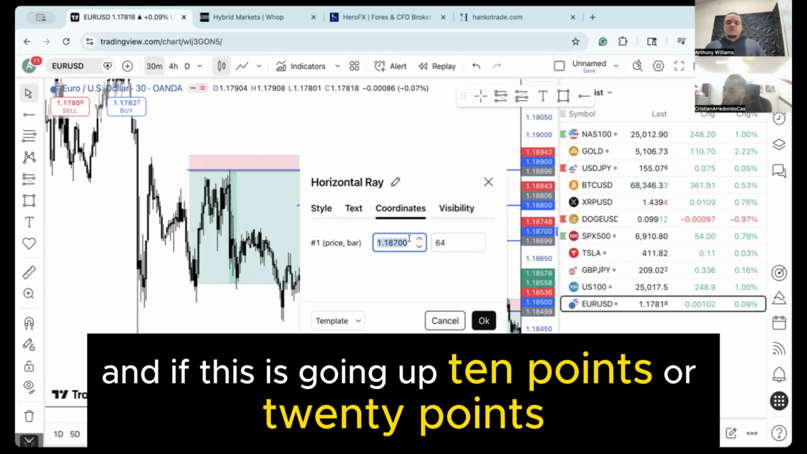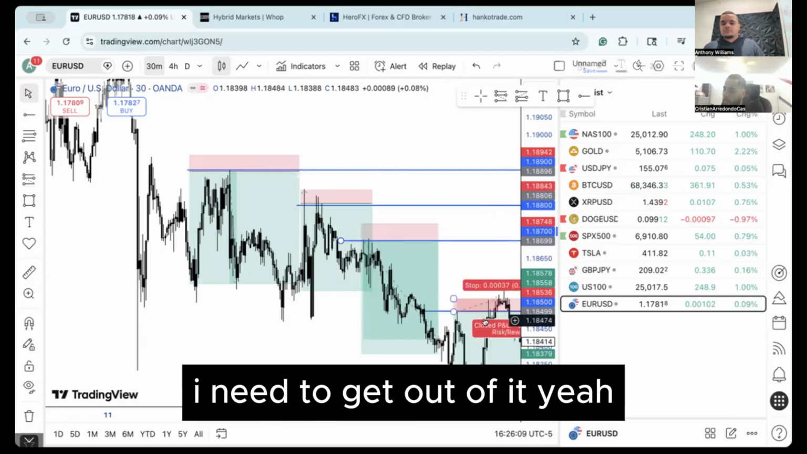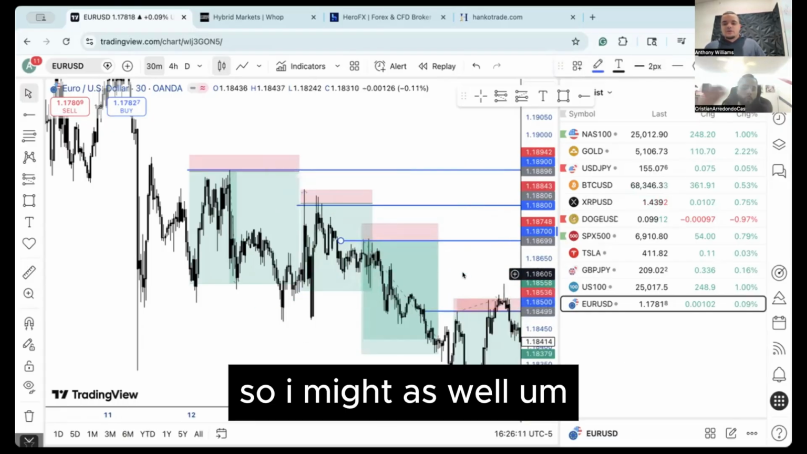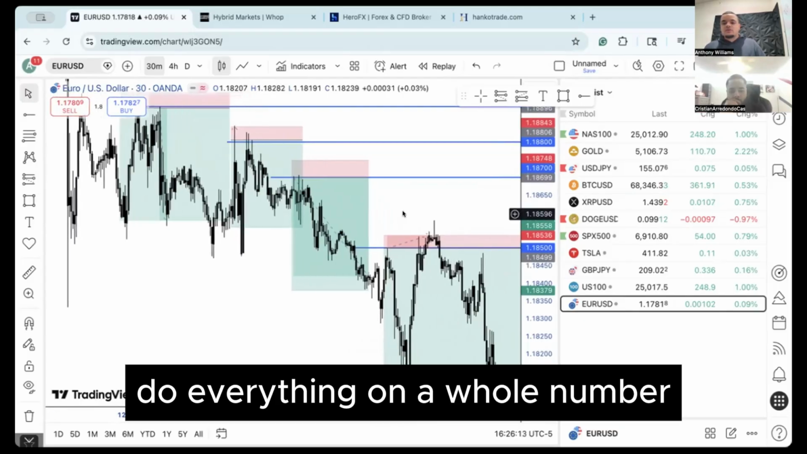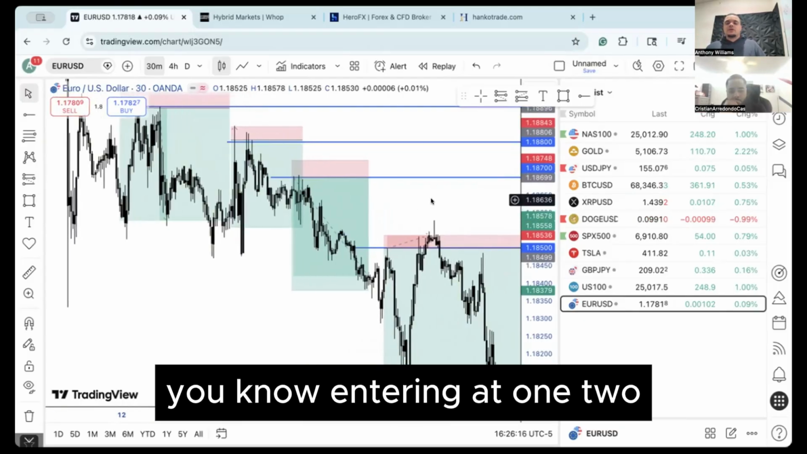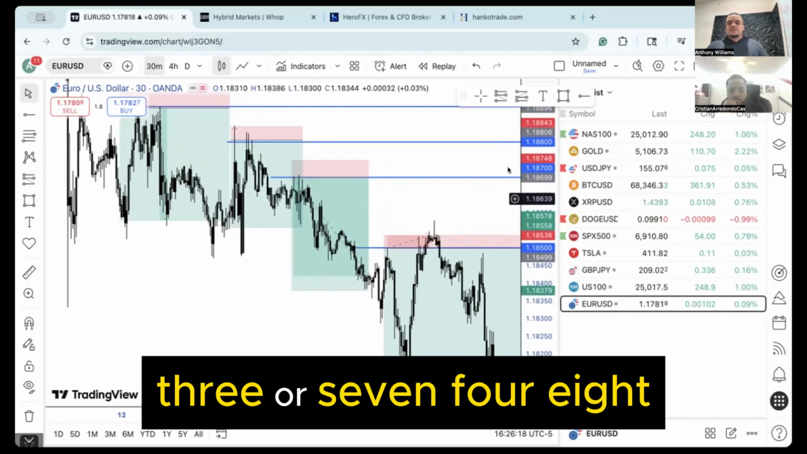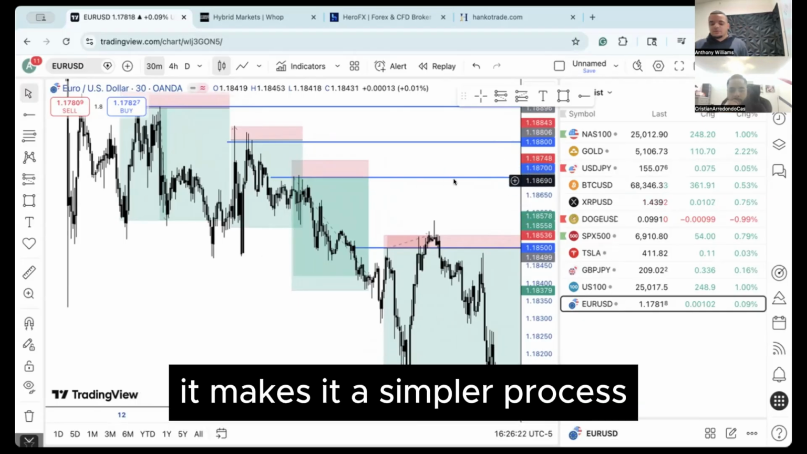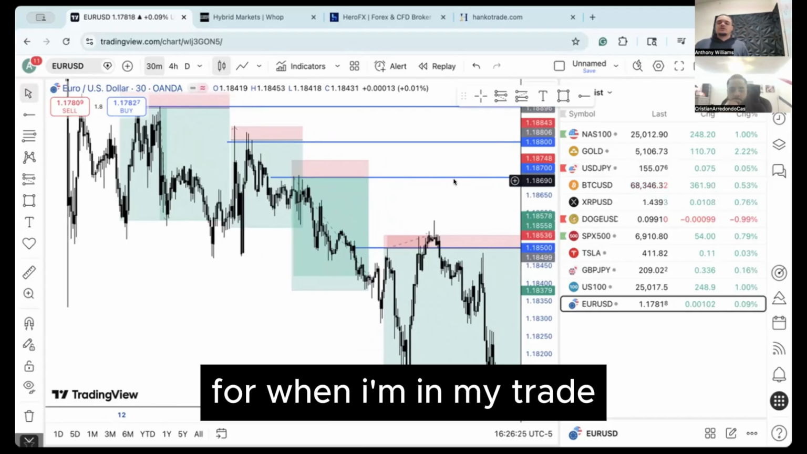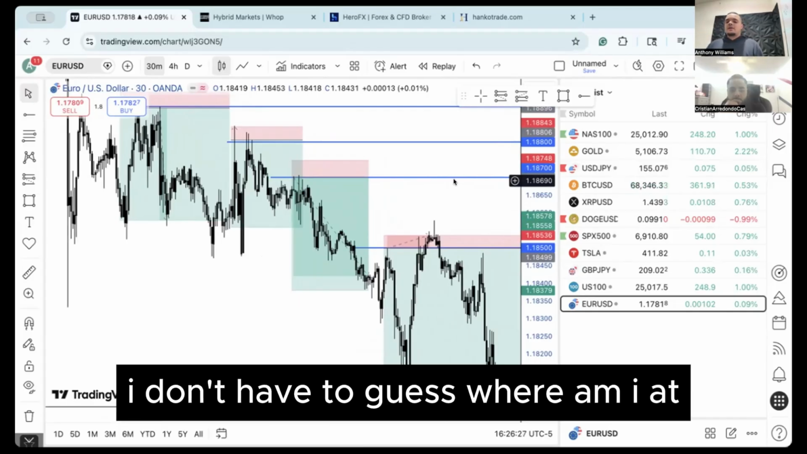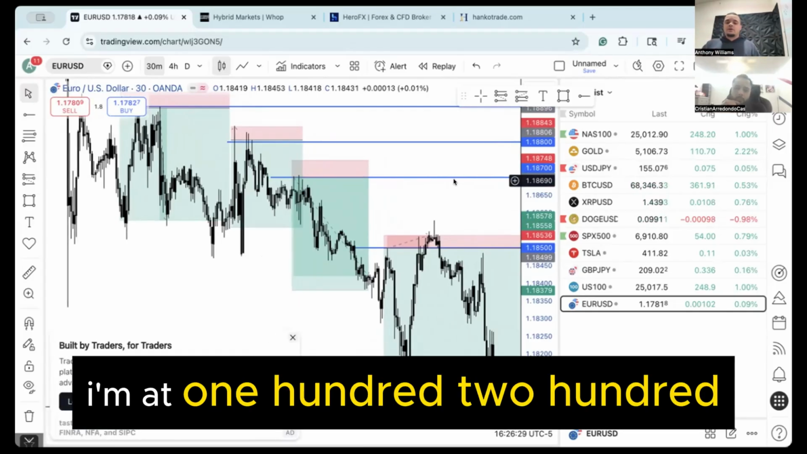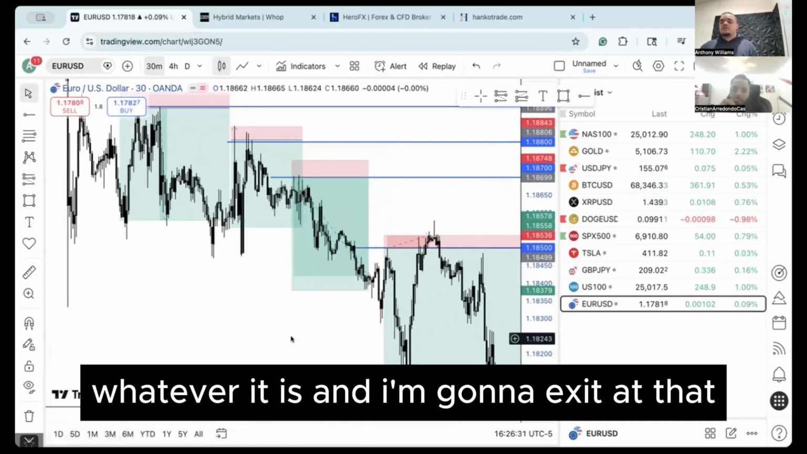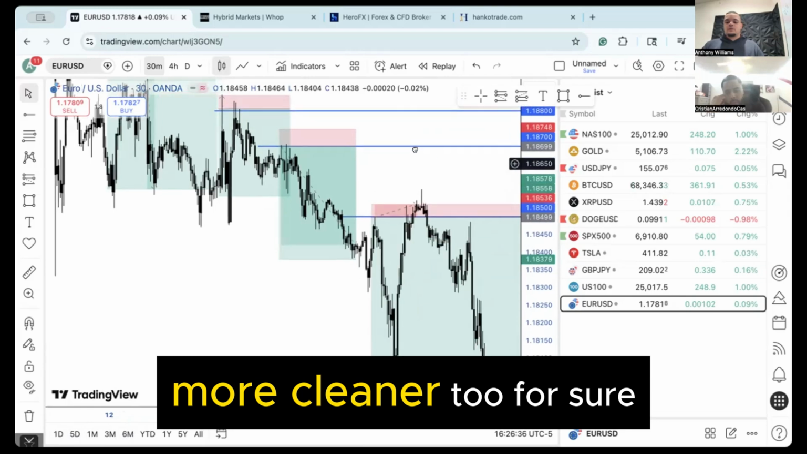Well, if we're in sales and this is going up 10 points or 20 points, I need to get out of it. So I might as well do everything on a whole number instead of entering at 1 2 3 or 7 4 8. I'm just going to do everything whole number because it makes it a simpler, cleaner process when I'm in my trade. I don't have to guess where I'm at. I know I'm at 100, 200, 300, 400, whatever it is, and I'm going to exit at that.